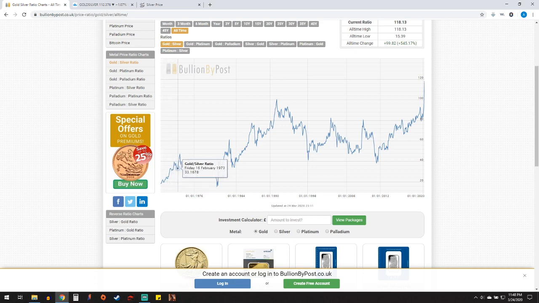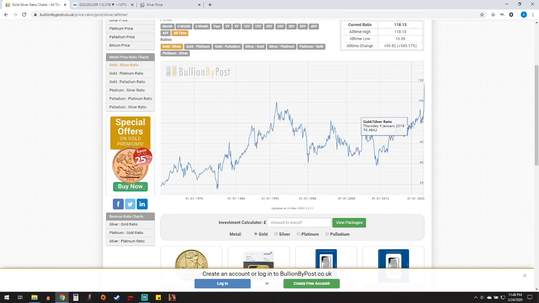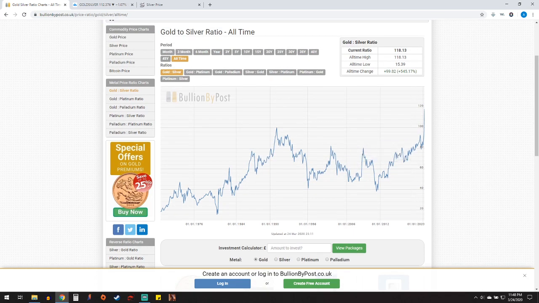And if you can see, the ratio of gold to silver has gone up and down. It spiked a few times. The highest it had ever gone until now was 100 in 1991. But at the moment, you can see the all-time high here is 118. And that is pretty close to what we're at right now.